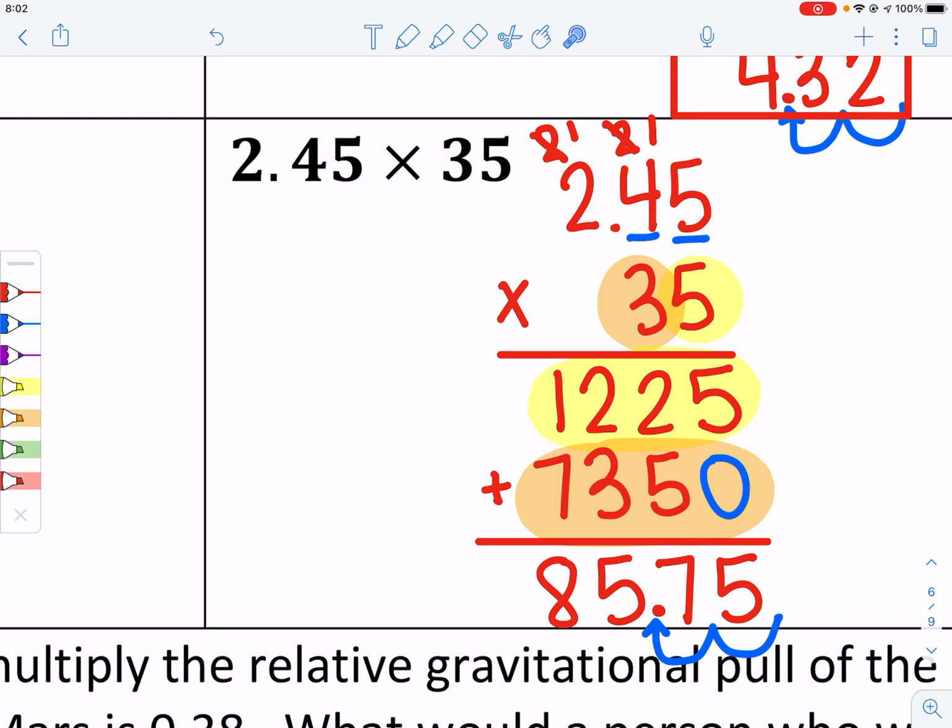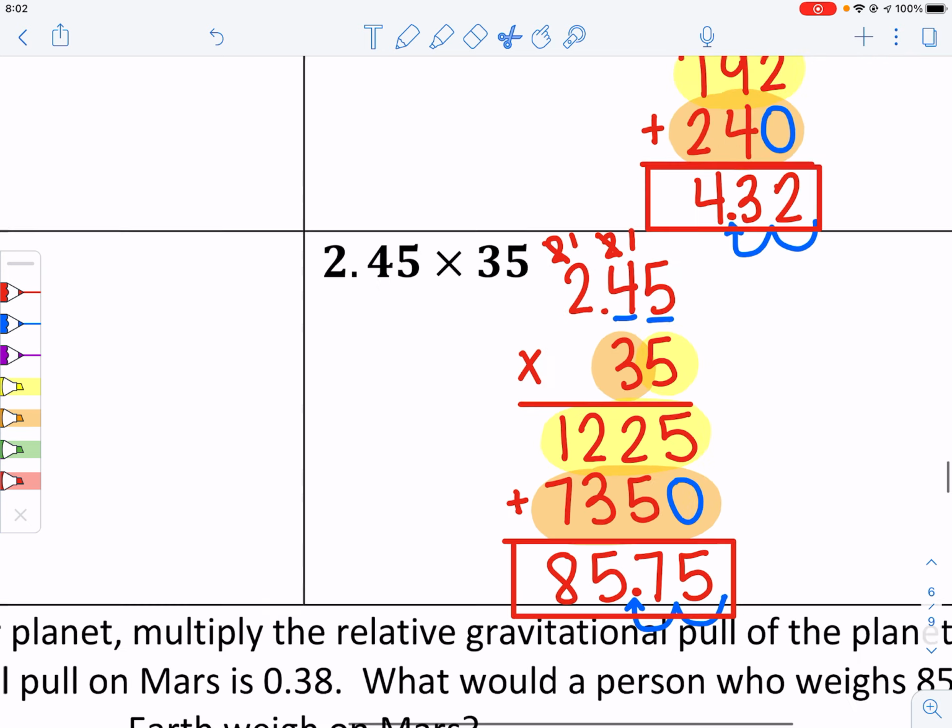And then check the sign of your answer. Positive times positive stays positive. So it is a positive 85 and 75 hundredths. All right, awesome job.